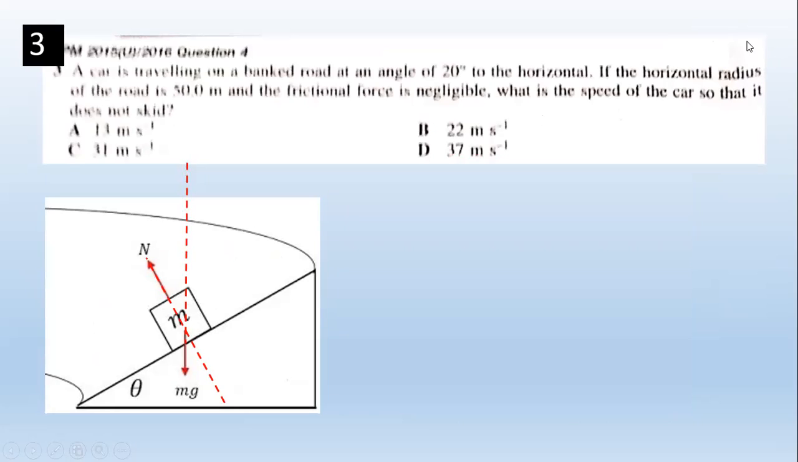A car is traveling on a banked road at an angle of 20 degrees to the horizontal. If the horizontal radius of the road is 50 meters, and the frictional force is negligible, what's the speed of the car so that it does not skid? It doesn't move upwards, just stays horizontally. So what's the answer? It's better to derive the formula. It doesn't take a long time. If you want, you can memorize the formula that I derived for you.